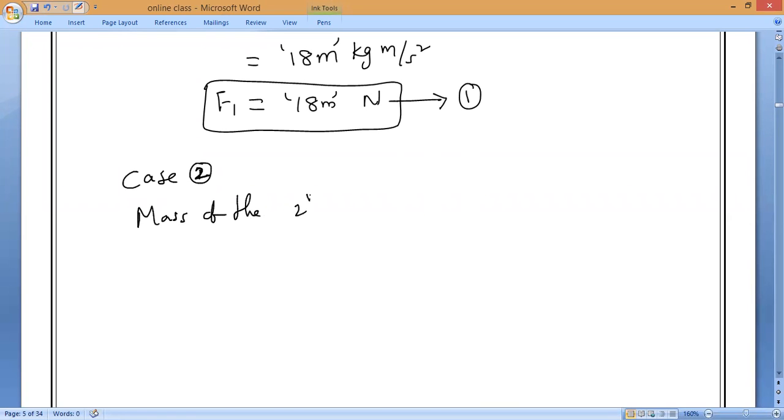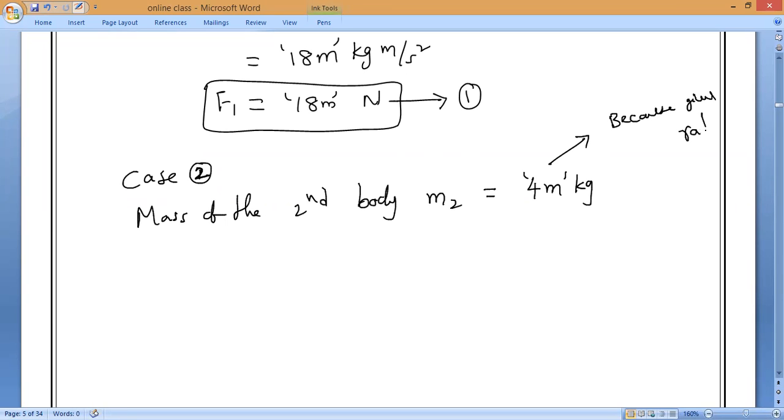Mass of the second body, M2, is equal to how much? 4m kg. Understanding? So why am I taking 4m? Because they have given what? Ratio. Given ratio is 4. That is why I am taking 4m.